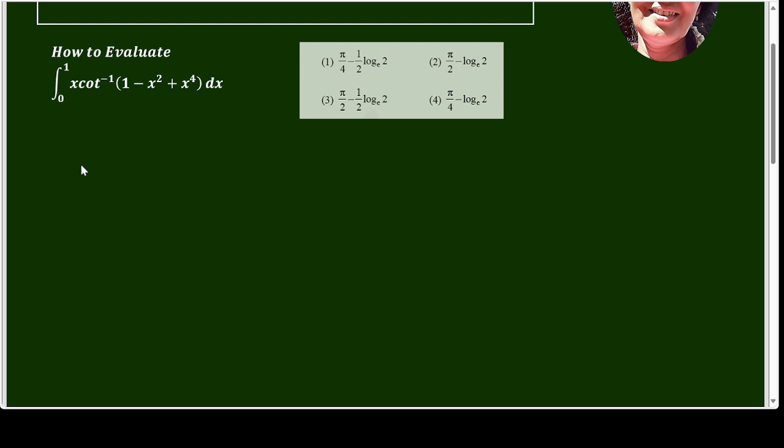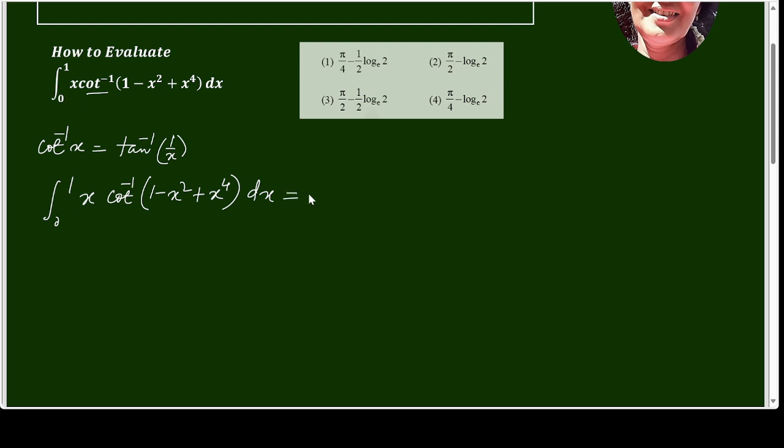So first, I'm converting this cot inverse to tan inverse. We know that cot inverse x is the same as tan inverse 1 over x. So I'll apply this one. So integral 0 to 1 of x cot inverse of (1 minus x square plus x power 4) will be tan inverse of 1 over (1 minus x square plus x to the power 4).